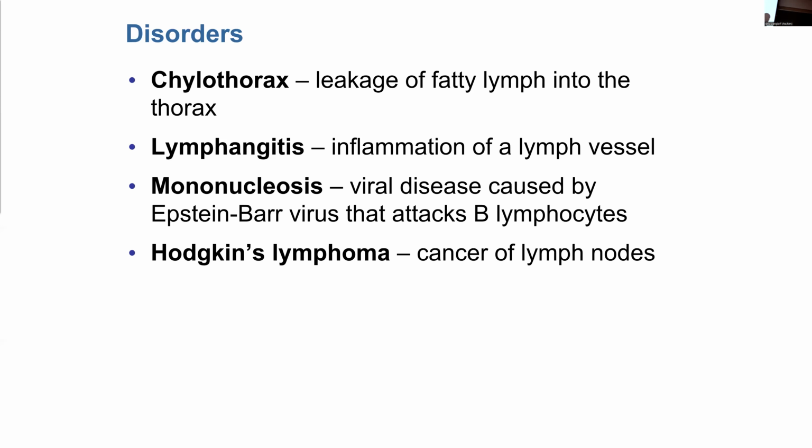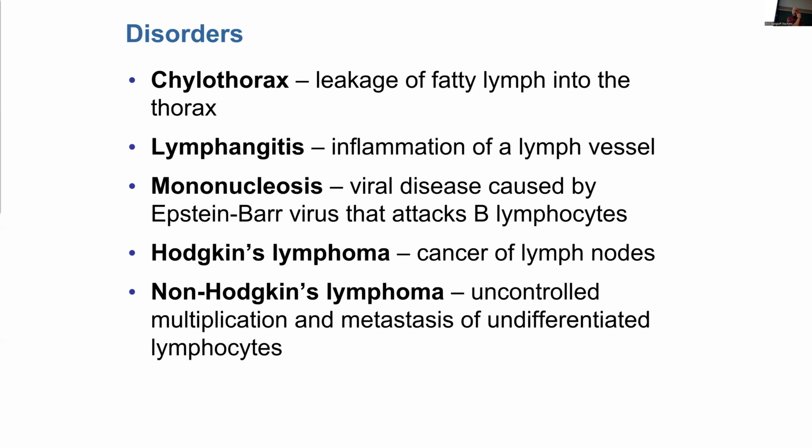Then we have what's called non-Hodgkin's lymphoma, which is when you have uncontrolled multiplication and metastasis of undifferentiated lymphocytes. In other words, those lymphocytes are just proliferating out of control, which is what cancer basically is, when some of your cells decide that they want to be more important than the rest of your body and keep reproducing themselves uncontrollably. So there are different forms of these lymphomas, different forms of these cancers.